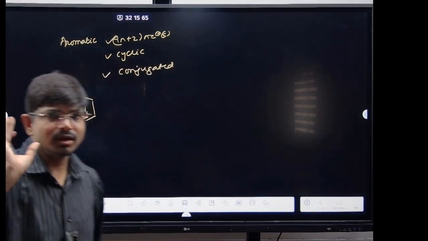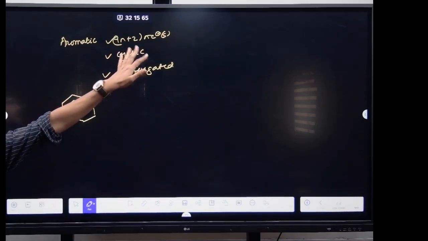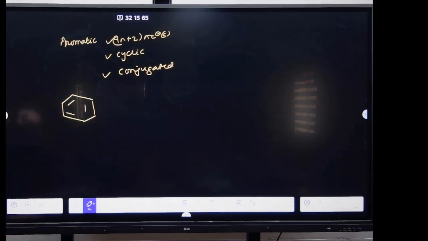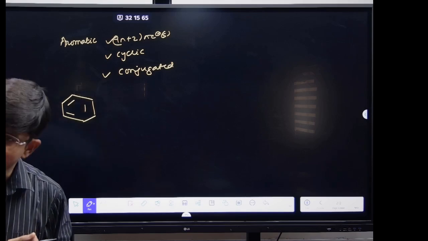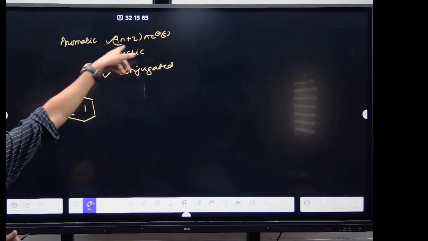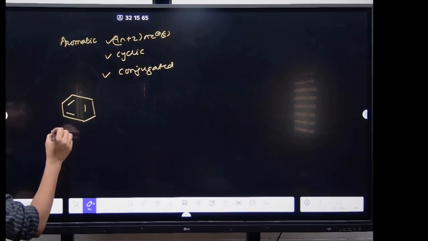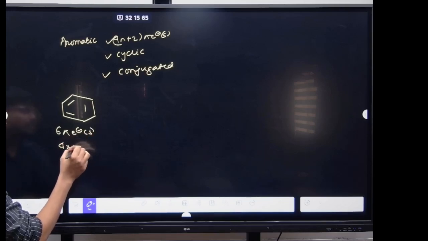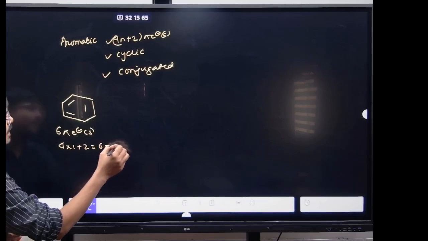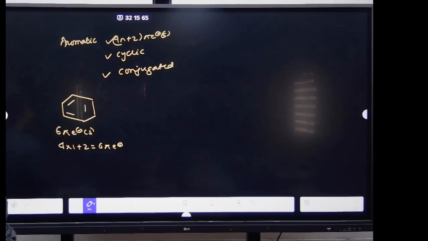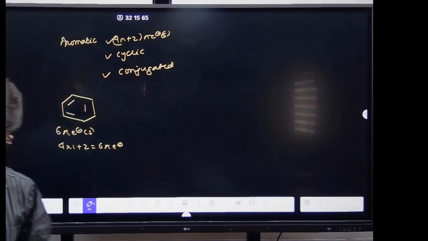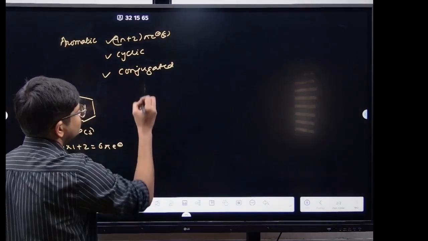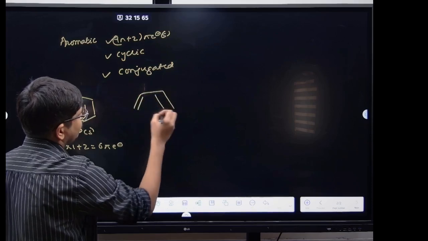If you look at this one, you will see the ring is there, that is cyclic. You have the conjugation, which means the pi clouds are in resonance, and the first one is your 4n plus 2 pi electrons. How many pi electrons are there? 6 pi electrons, that is 4 into 1 plus 2, which equals 6 pi electrons. So this compound is your aromatic one.